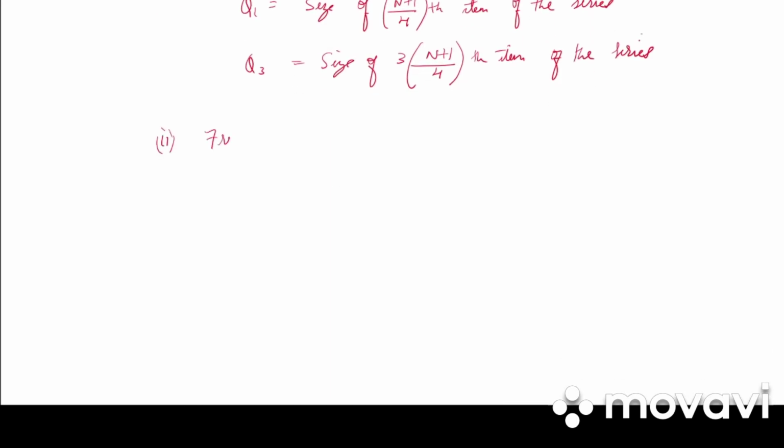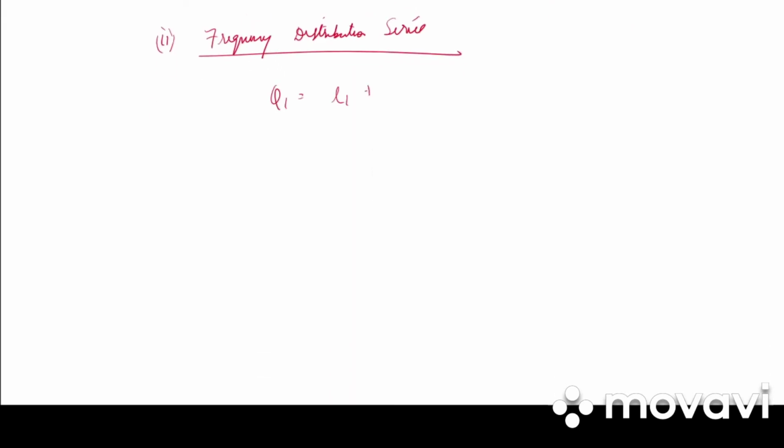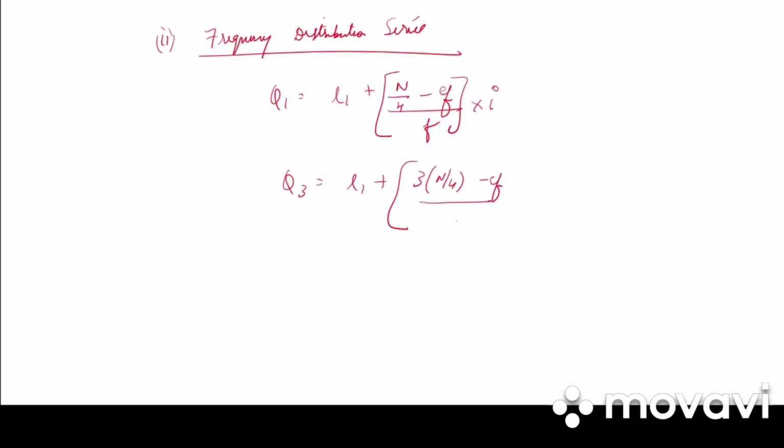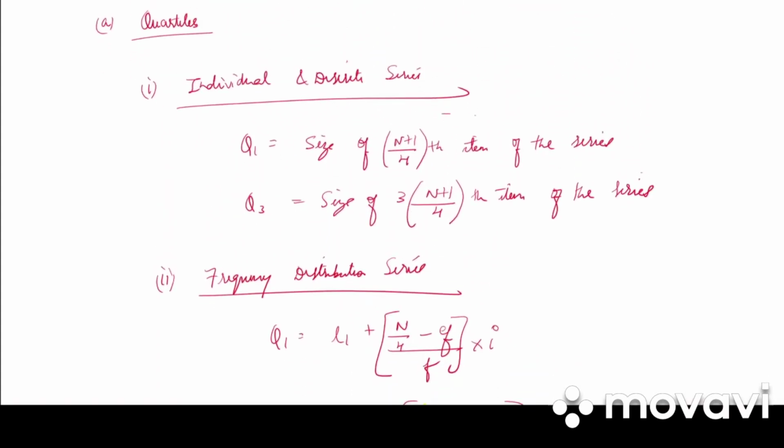Write down the second one, frequency distribution series. Under that, Q1 is equal to L1 plus (n by 4 minus Cf) divided by f into i. Q3 is equal to L1 plus (3 into n by 4 minus Cf) divided by f into i. Everything is the same, just like the median, except for Q3 there is an additional value of 3. So this is all about quartiles.